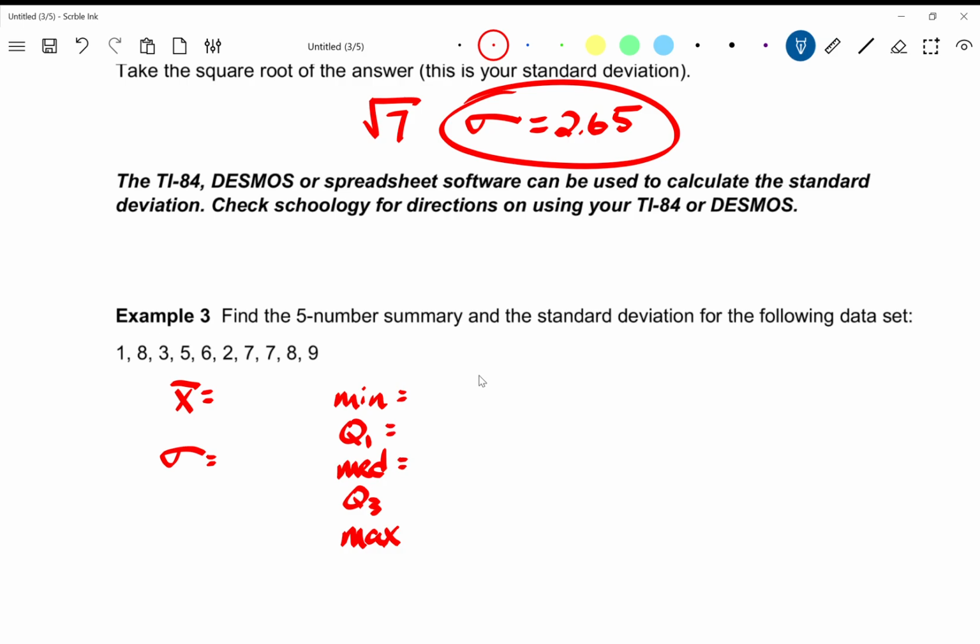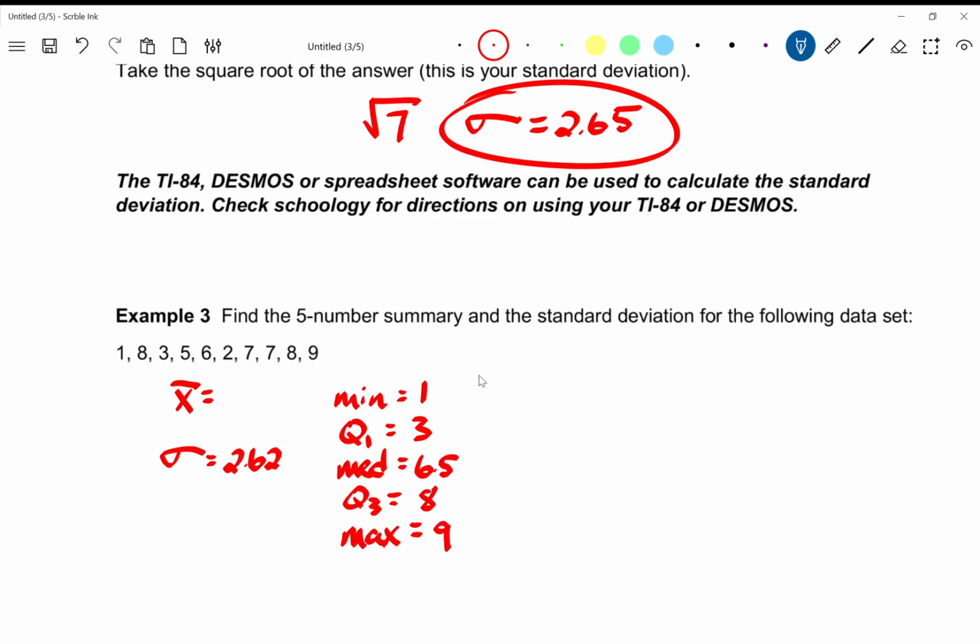And now that you're back, let me write down these answers for you so you can check to see if you did it correct. Okay, the standard deviation is 2.62. The min is 1. First quartile is 3. Median 6.5. Third quartile 8. And the max is 9. And I forgot to write down the average.